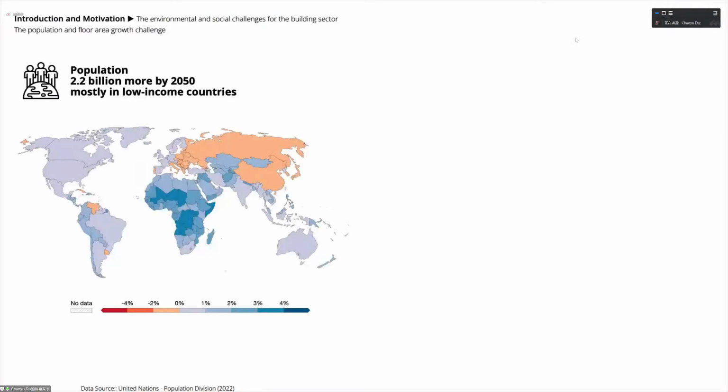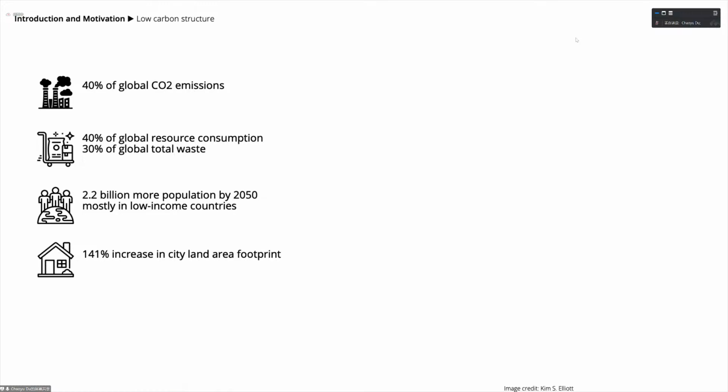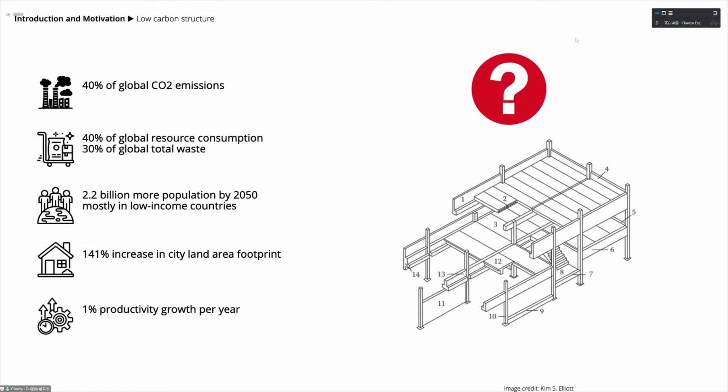However, we also face a challenge for new buildings. By 2050, another 2.2 billion people will be born, and 2.5 billion people will be living in cities, raising the city land area by another 141%. These changes are located mainly in low-income countries. Facing all these challenges, along with persistently low productivity growth in the construction industry, it's crucial that we consider how we should design and build structural elements for the future.